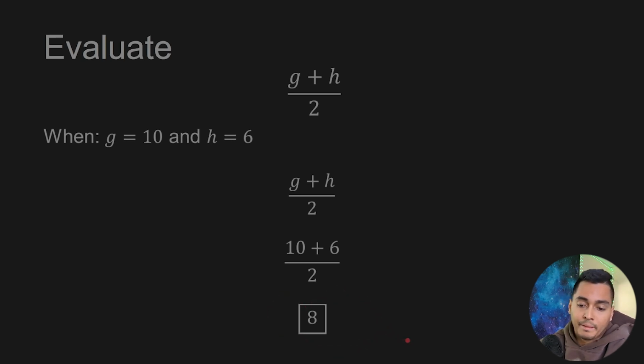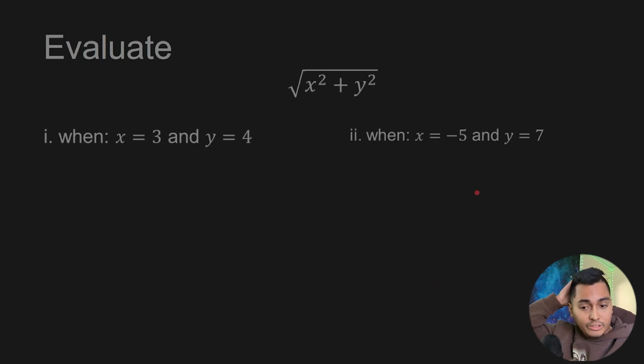All right. And so our next example here, getting a little bit more complicated, we have the square root of x squared plus y squared. Okay, you might think that we can start to simplify some terms here, but we actually cannot, according to the rules of math. So our first task is to evaluate when x equals 3 and y equals 4.